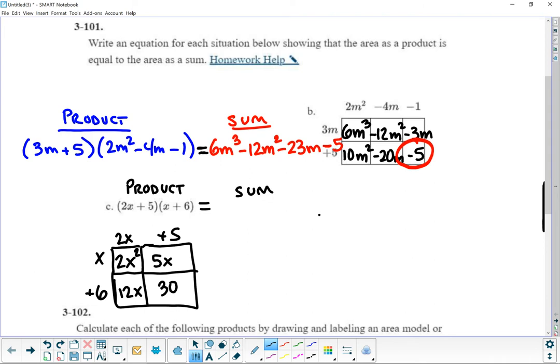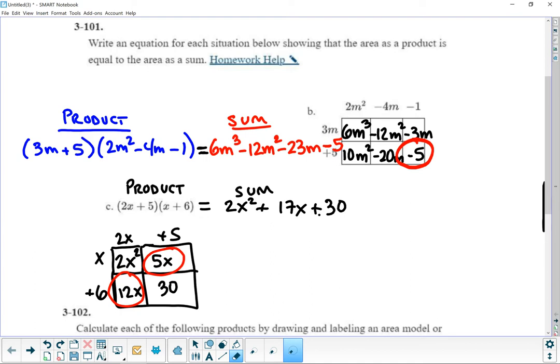Okay, which is going to be that 2x squared plus, and then notice we have a 5x and a 12x. They're both x's, so I'm going to combine those, and they're both positive, so I'm just going to straight up add those. Right, so 12x and 5x, or 12 plus 5, makes 17x, and then just plus 30 because 30 is just a constant term or the number by itself, which is what we have. Okay, so that's C.